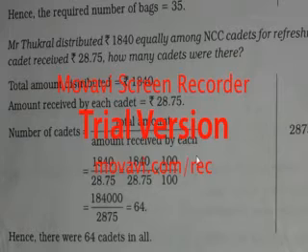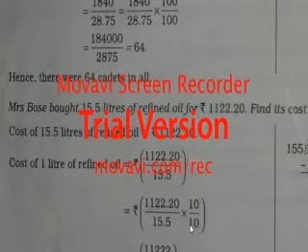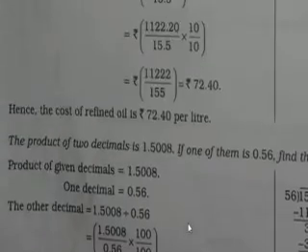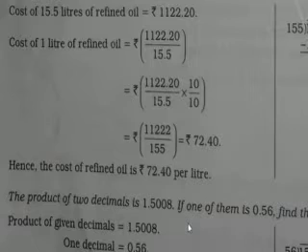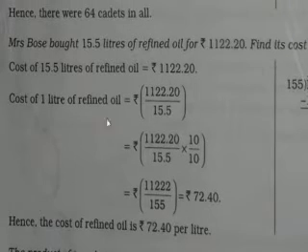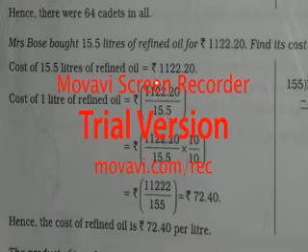Okay, students. So now if you will see example number 14. In example number 14, what is there? Mr. Bose took 15.5 liters of refined oil for rupees 1122.0.